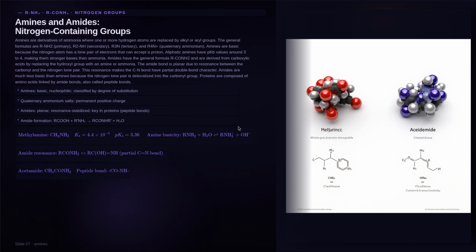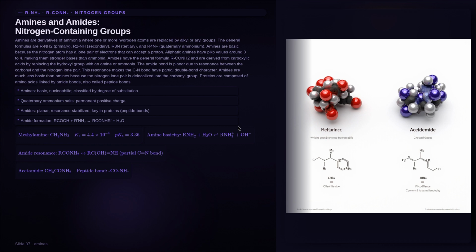Amines are derivatives of ammonia, where one or more hydrogen atoms are replaced by alkyl or aryl groups. The general formulas are RNH2 for primary, R2NH for secondary, and R3N for tertiary amines.